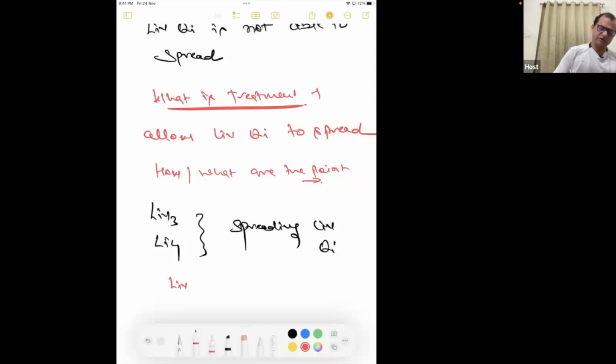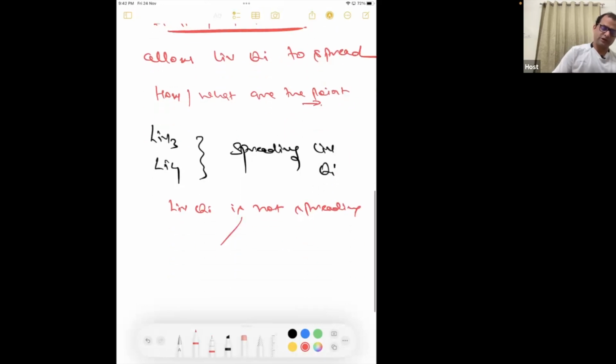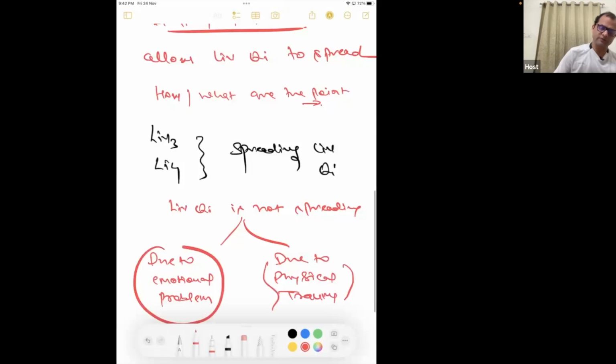So liver chi is not spreading sometimes due to emotional problems and sometimes due to फिजिकल ट्रॉमा. फिजिकल ट्रॉमा, चोट लग गई, एक्सीडेंट हो गया, फिजिकल चोट लग गई, इंजरी हो गई और आपकी लिवर ची स्प्रेड नहीं कर पा रही. Liver chi is not able to spread. और मे बी इमोशनल सप्रेशन, राइट?